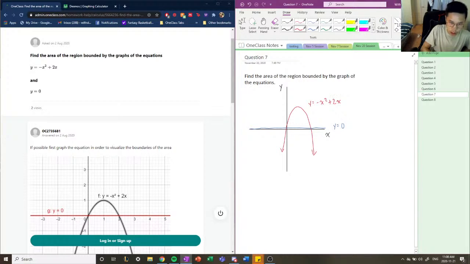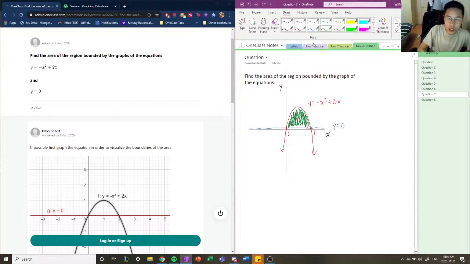We know it's pointing downwards because the a coefficient is negative, and the zeros, I just looked at the graph here, but you can find the zeros by factoring this. So this is 0 and this is 2, okay? 0 and 2, and that's the vertex. Okay, so they're asking us to find the area of the region enclosed by these two graphs, which is this. So we need to find the integral of this.